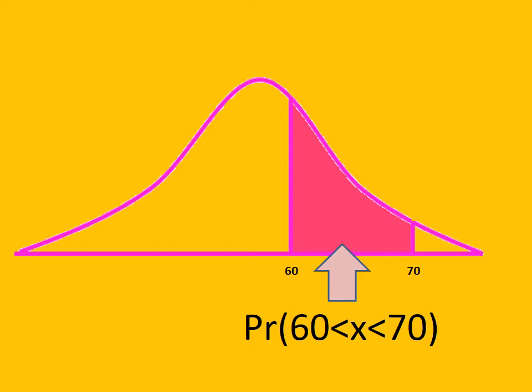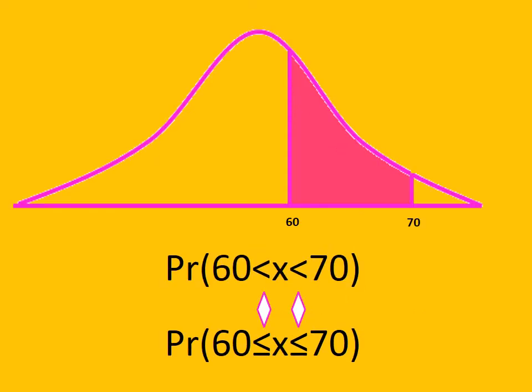This is another typical probability question for the normal distribution. To find the probability that x is between two values like 60 and 70, we express the probability that x is between two numbers as an inequality, x greater than 60 and x less than 70. We can equivalently express this probability using the second formula below, which includes the endpoints 60 and 70. The two formulae are equivalent because the probability of x at single points like 60 or 70 is always 0.